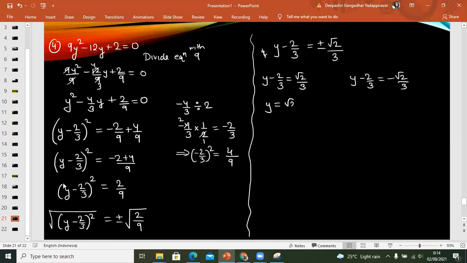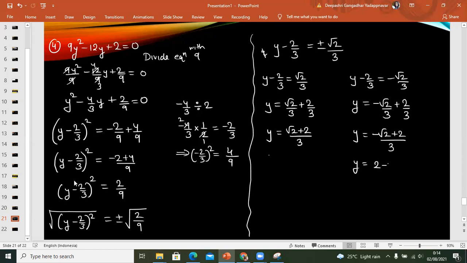Because there is a plus and minus sign here, we are writing it separately with different signs. y equals root 2 by 3, and minus 2 by 3 will go on the other side and become positive 2 by 3. y equals root 2 plus 2, denominator is 3, and we cannot solve this further, so let us keep it as it is. For the other one, y equals negative root 2 by 3, and negative 2 by 3 will go on the right side and become positive 2 by 3. y equals negative root 2 plus 2 by 3. Or else we can also write this as 2 minus root 2 divided by 3. So these are the answers for this question.